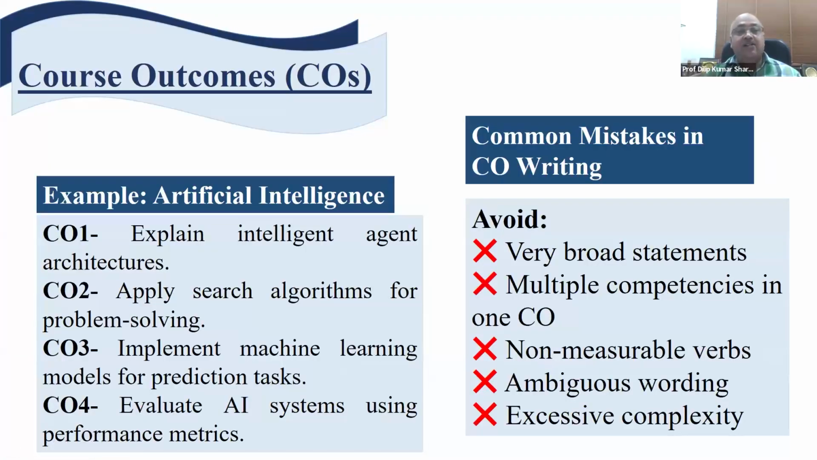I have already asked you, and I took just one more example: if we have an AI course, then the outcomes are that students explain intelligent agent architecture, apply search algorithms for problem solving, implement a machine learning model for a prediction task, and evaluate. And these are the different cognitive levels of Bloom's taxonomy. You can see: explain, apply, implement, evaluate.